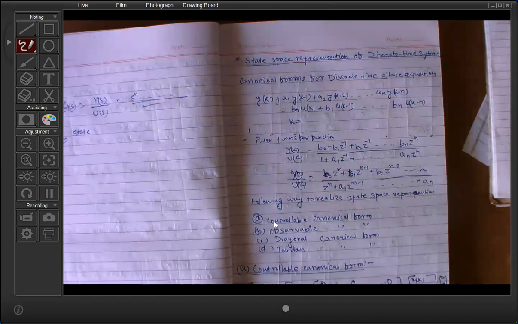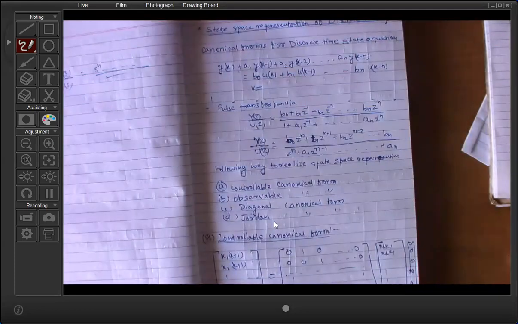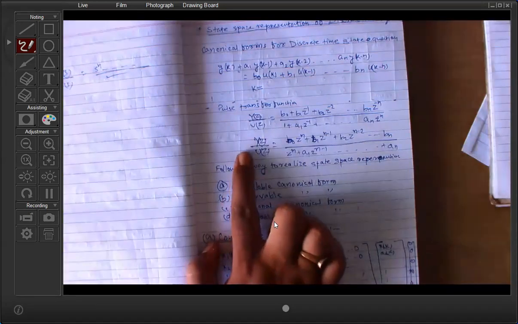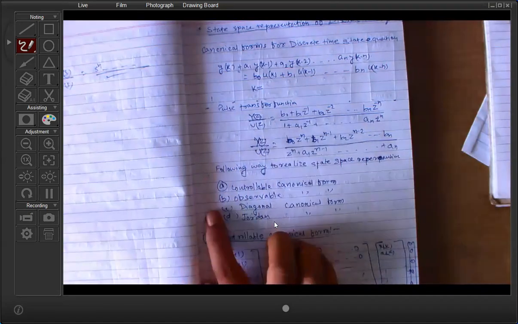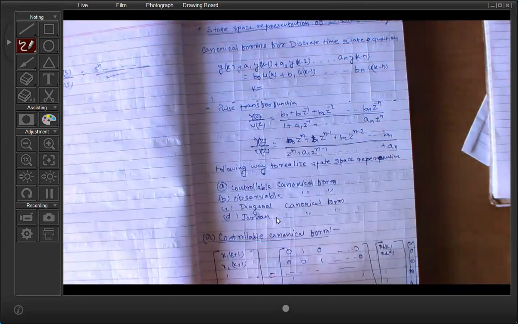And if you want to find the poles of the system, or the solution of the system in terms of poles, then you can use the diagonal canonical form and Jordan canonical form. So based on your application, you can represent the system in controllable, observable, diagonal or Jordan canonical form. Now suppose you have one pulse transfer function and you want to represent it in controllable canonical form. Just wait.